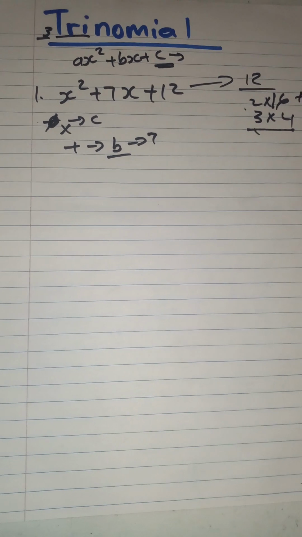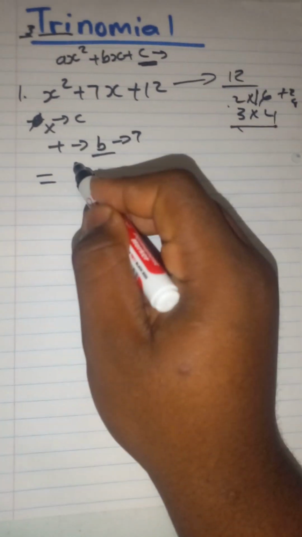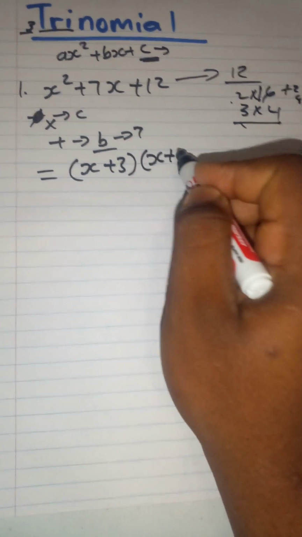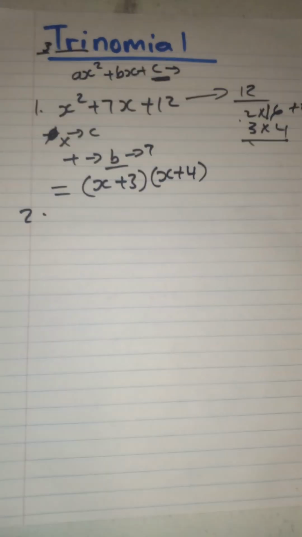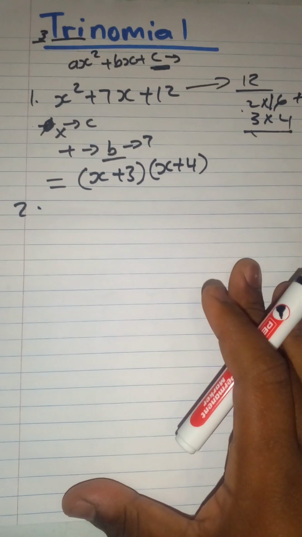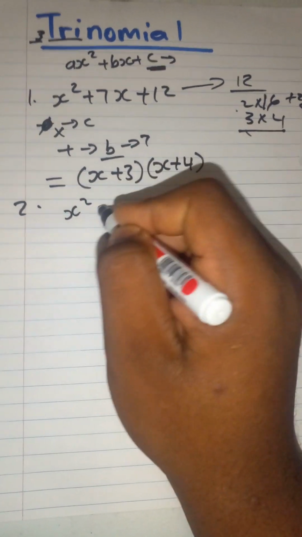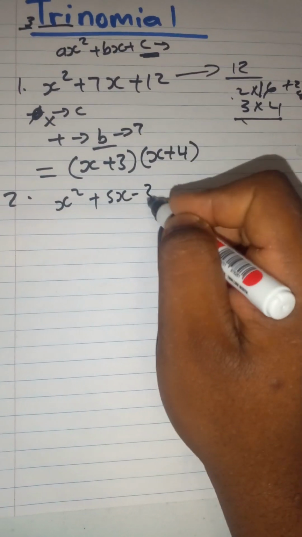This is just simple factorization. So our answer is simply x plus 3, x plus 4. That's how you write it. Then example number 2 is x squared plus 5x minus 36.